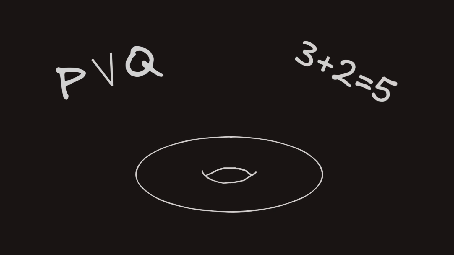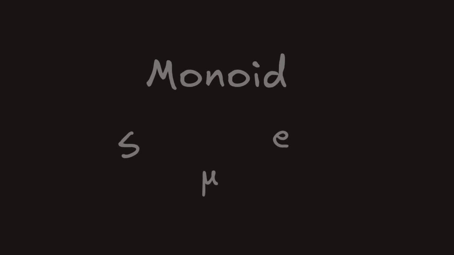So far in this series, we have used Homotopy Type Theory to describe logic, arithmetic, and topology. In this video, however, we are going to venture into the world of algebra. We are going to define monoids.